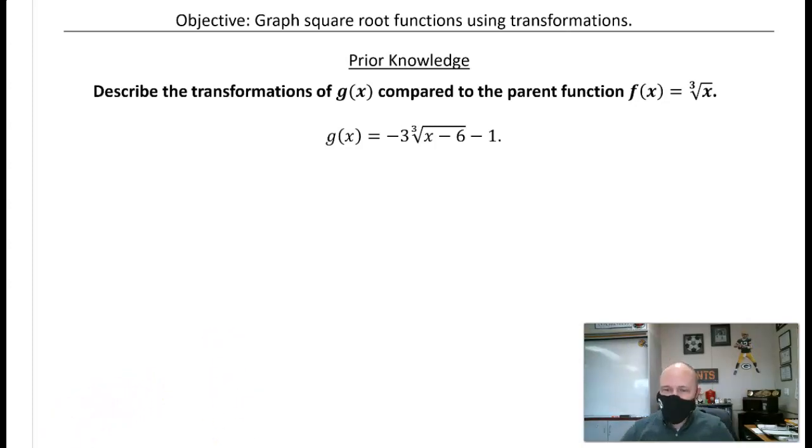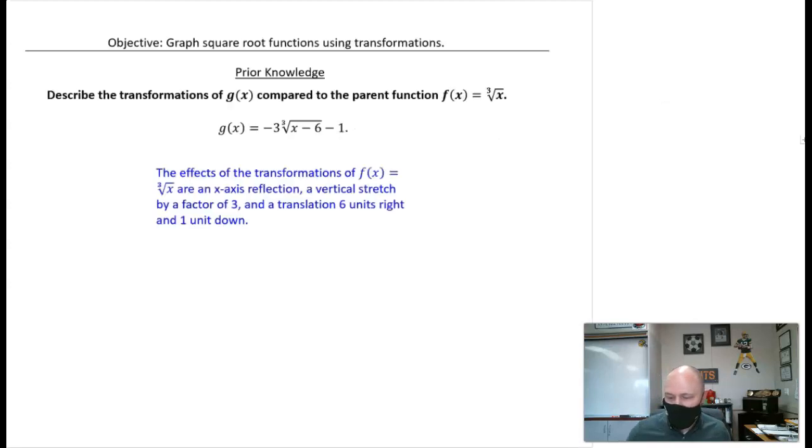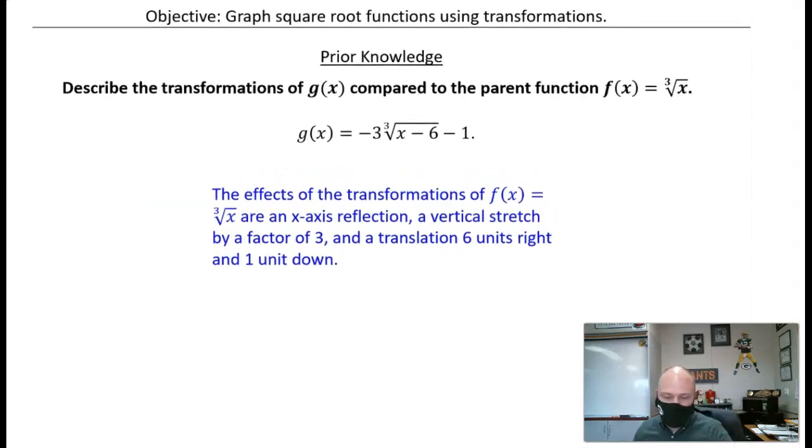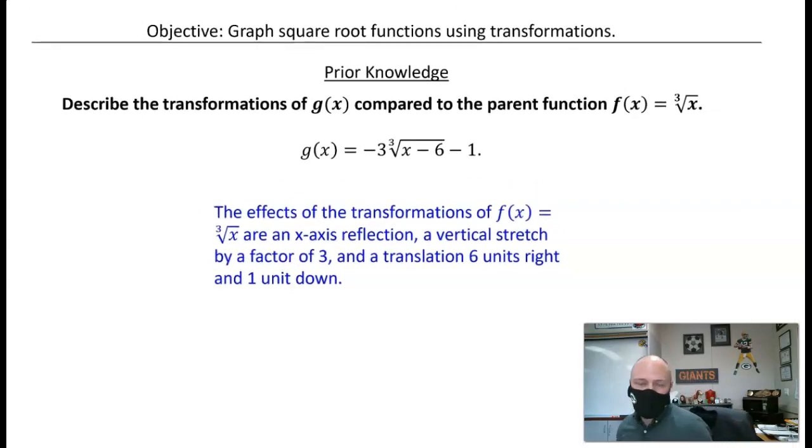All right, hopefully you had a chance to go ahead and identify a, h, and k and the effects. This graph we're going to stretch by a factor of 3, have an x-axis reflection. We're going to the right 6. Remember that your h value is always opposite, and our k value, we are going down 1.